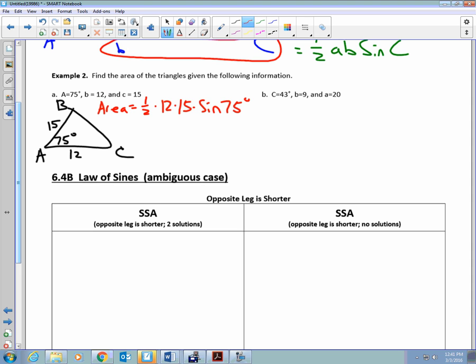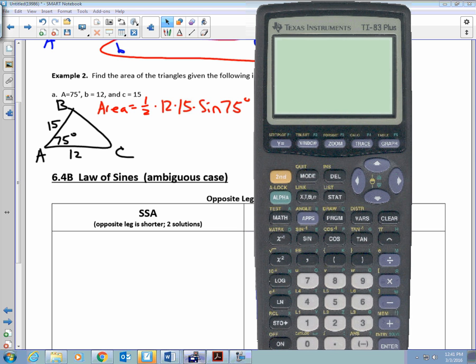So notice I didn't write out the formula with A, B, and C, but rather I just thought about it conceptually: two sides and the included angle.